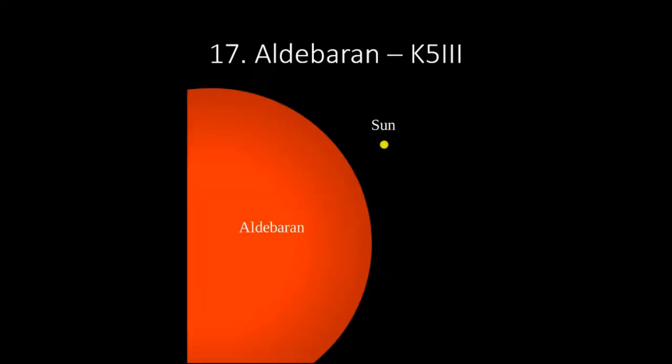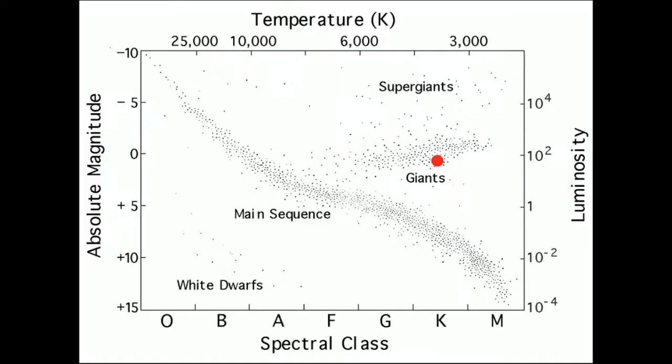All right, number 17. Apparently this is pronounced, I learned recently, Aldebaran. It's a K5 Roman numeral 3. Place that where it should go. Yes, okay, so again, K5 right in the middle of K, in this giant group here. Again, I probably should have put this a little bit higher, but it's fine.